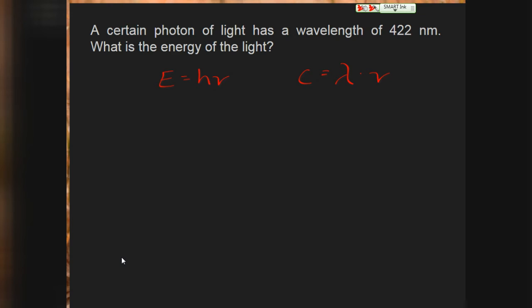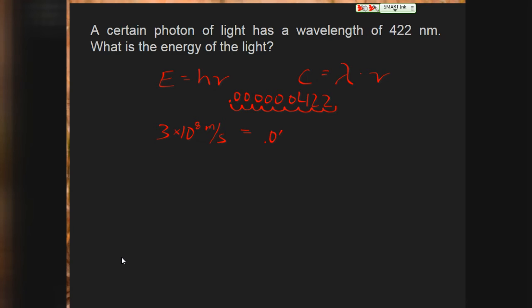So let's do that. c is the speed of light. That equals 3 times 10 to the 8th meters per second. The wavelength is given to us in the problem. That's 422 nanometers. But basically what I need to do is get it into meters. So 422 nanometers, moving 9 spots over, becomes 0.000000422 meters.